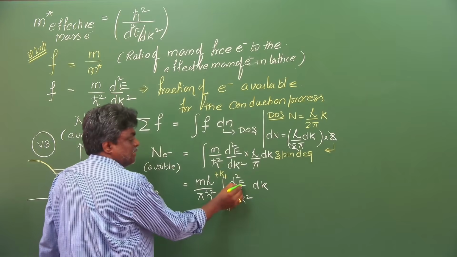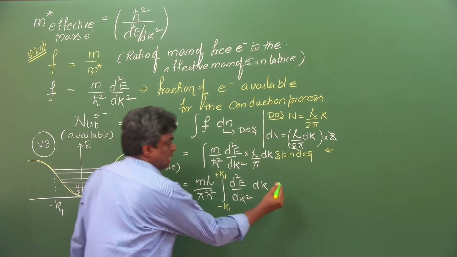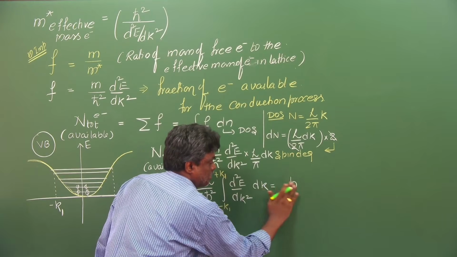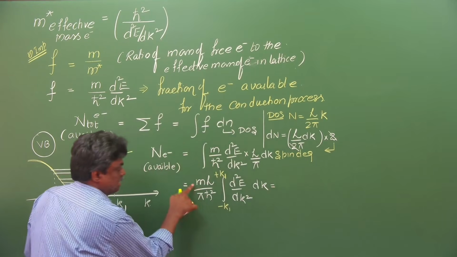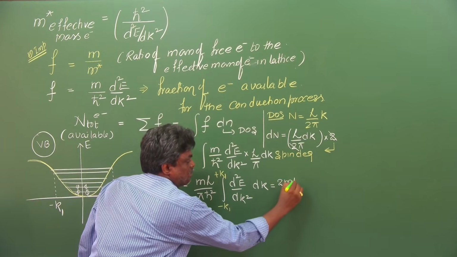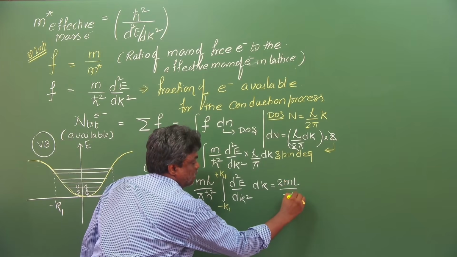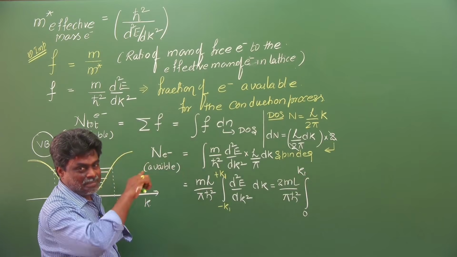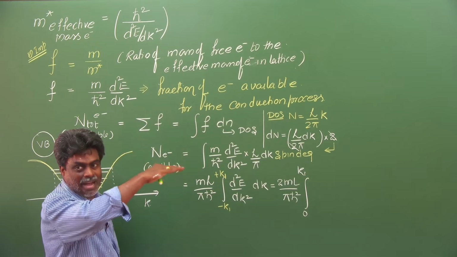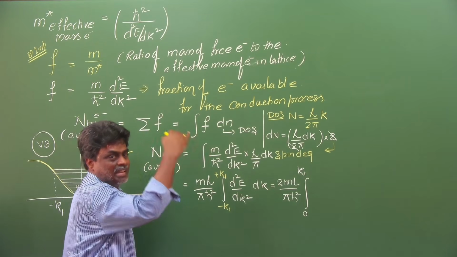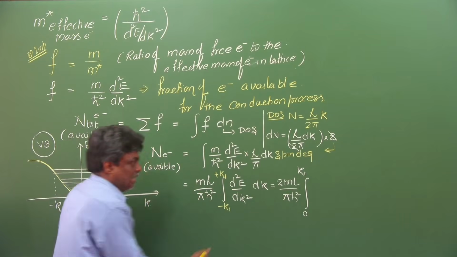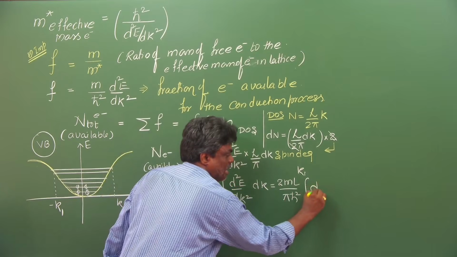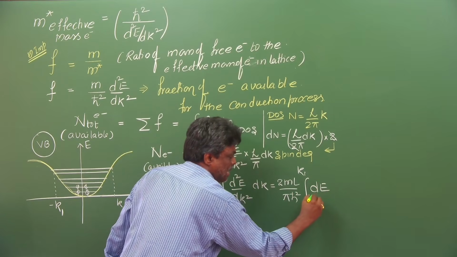So my energy function is an even function. That's why I can write this as 2mL by πħ², integrated from 0 to K1. That is the maximum possible level up to which your energy levels are filled in the valence band. Differentiation and integration, how much? dE by dk.